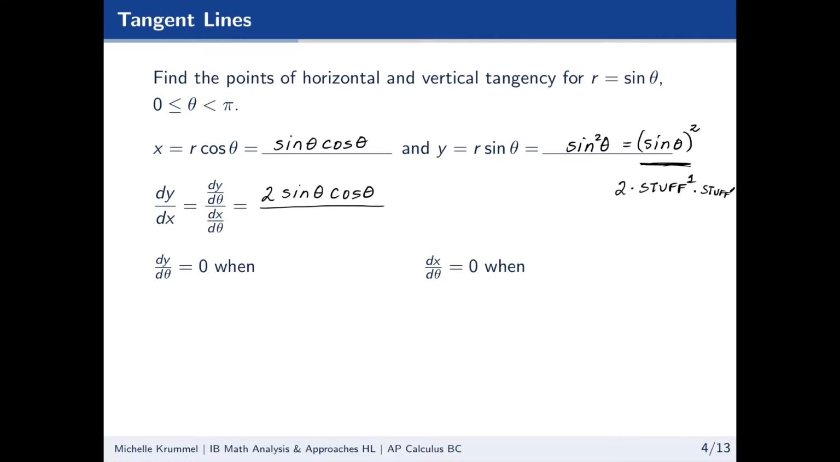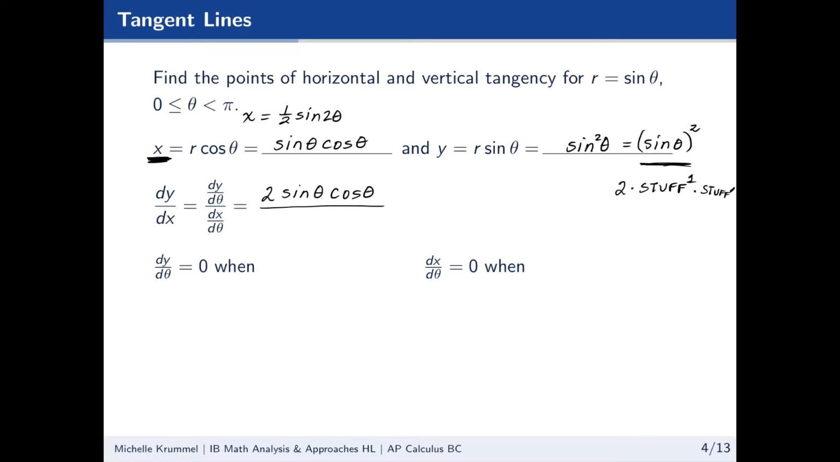Then for dx d theta, we're taking the derivative of x here, and I have a couple of options. I can go ahead and take the derivative of this as is using product rule, or I could use a trig identity to rewrite this so that I wouldn't have to use the product rule. The choice is yours. I don't know which way seems easier for you, but I do know that sine theta cosine theta is equal to 1/2 sine 2 theta. So if I write x as 1/2 sine 2 theta, I don't have to use the product rule, but I do have to use the chain rule.